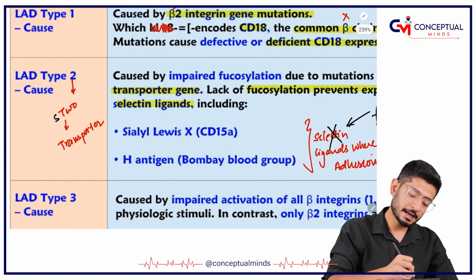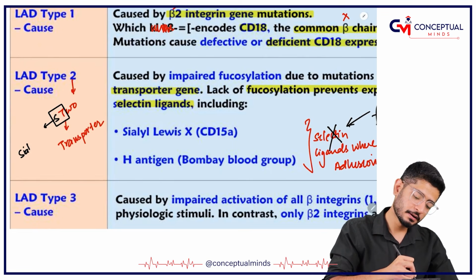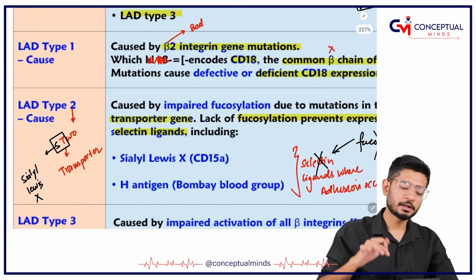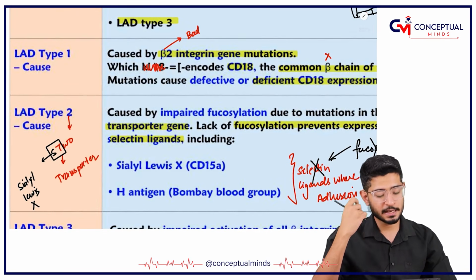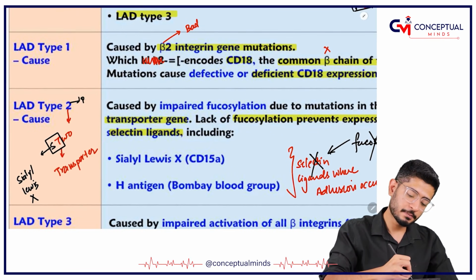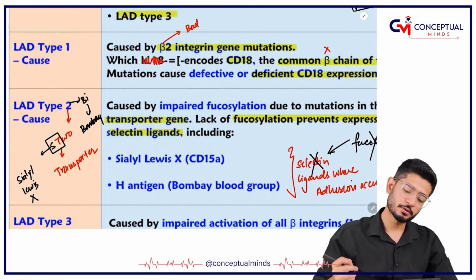And remember, S and T come very close in the alphabet. So S for sialyl Lewis X. So type 2 is going to have sialyl Lewis X, and type 2 is also called bi. So bi is Bombay. So Bombay blood group defect is also going to be there.